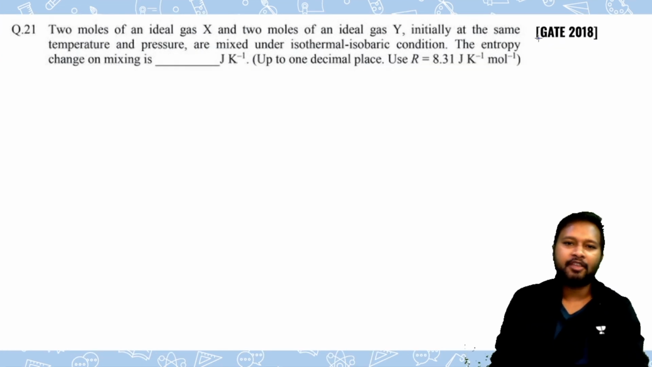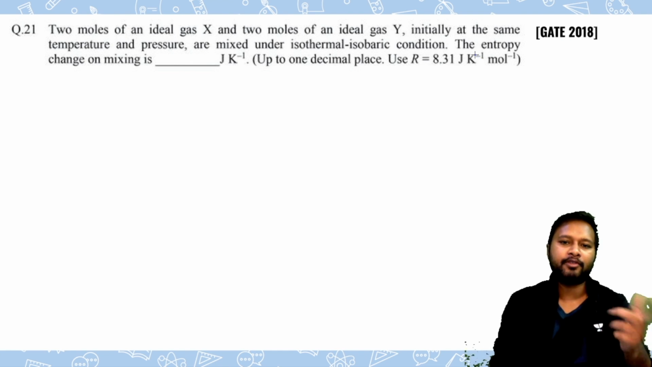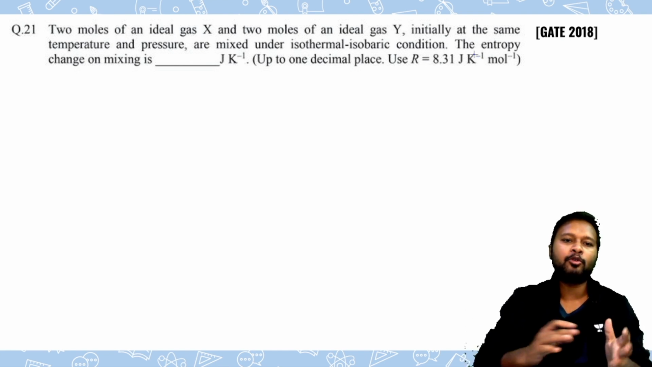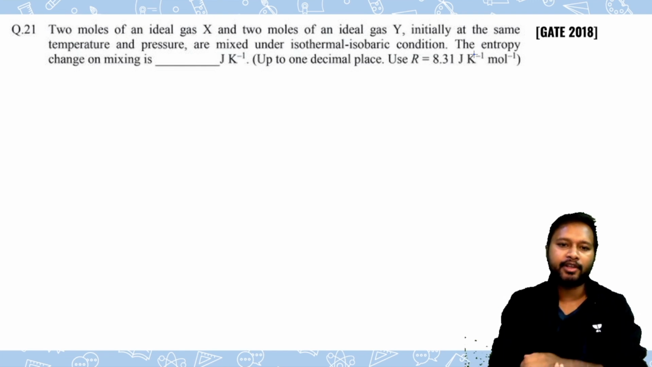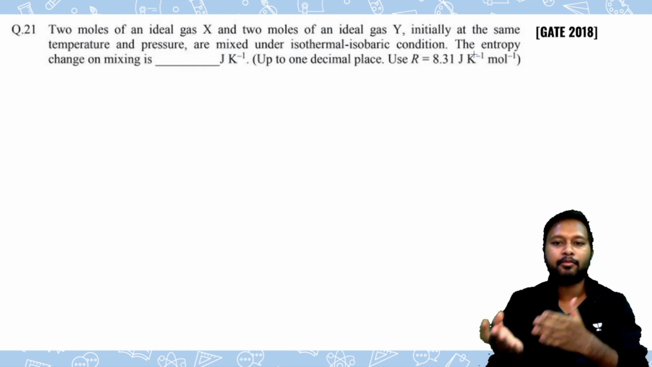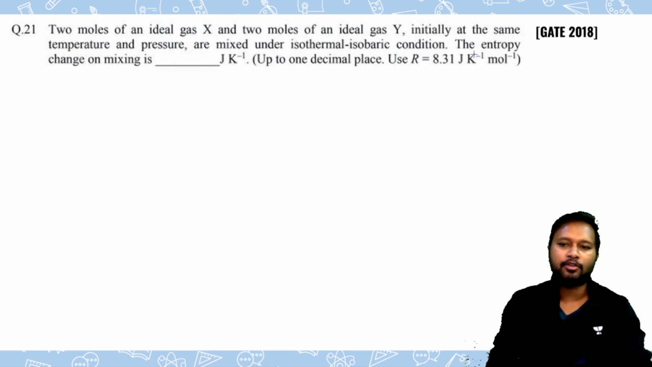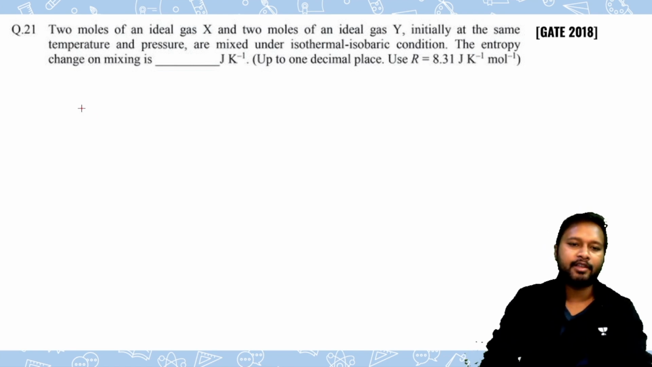All right, again we are with a similar kind of question which we have done. It says that 2 moles of ideal gas X and 2 moles of ideal gas Y, initially at the same temperature and pressure, are mixed under isothermal isobaric condition. The entropy change on mixing is, okay, so delta S of mixing is what they're asking. Same thing we have to do.